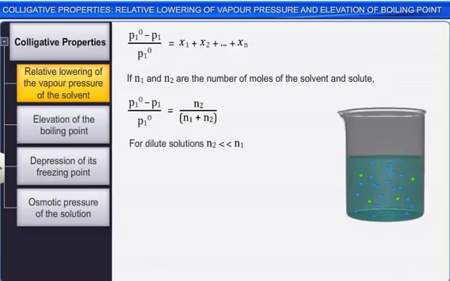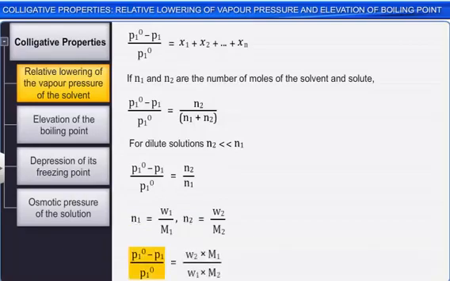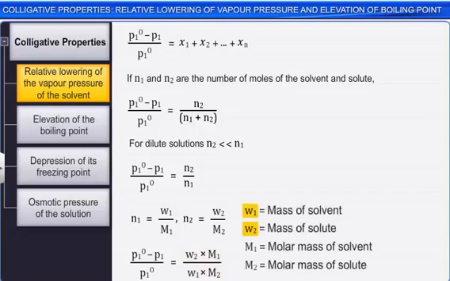If the solution is very dilute, then the number of moles of solute will be very small as compared to the number of moles of the solvent. Therefore, neglecting N2 in the denominator, we get (P1° − P1)/P1° = N2/N1. Representing N1 and N2 in terms of their mass and molar masses, we get (P1° − P1)/P1° = W2 × M1/(W1 × M2), where W1 and W2 are the masses, and M1 and M2 are the molar masses of the solvent and solute respectively.